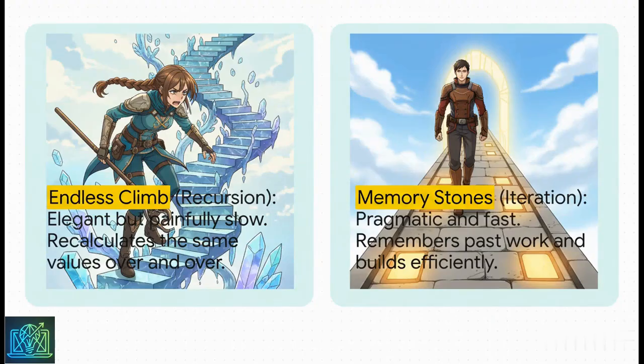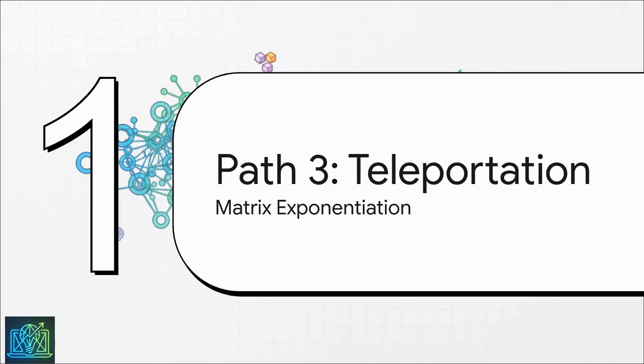The endless climb, our first recursive path, looks beautiful, but it's painfully slow for any real tower, because it keeps redoing the same work. But the path of the memory stones, our iterative path, is just plain smart. It remembers what it did, builds up one piece at a time, and is just way, way better for climbing a tall tower. But what happens when the quest gets truly epic?